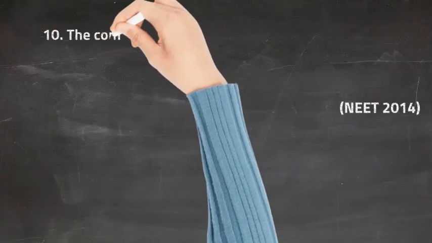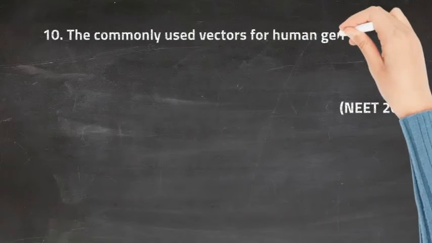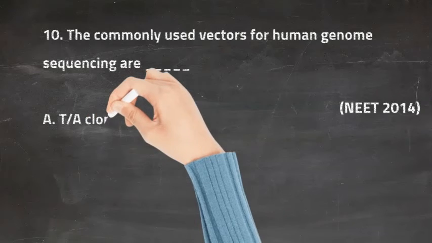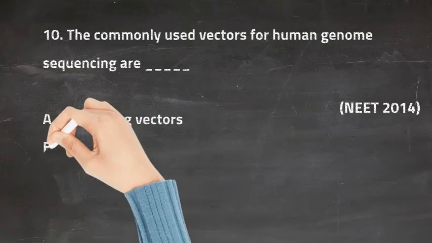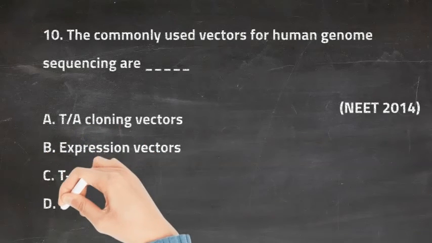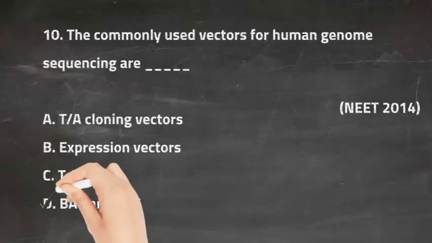So the last question for this lecture is, the commonly used vectors for human genome sequencing are dash. So the first option is TA cloning vectors, the second option is expression vectors, the third option is T-DNA, and the last option is bacterial artificial chromosomes and yeast artificial chromosomes. So the right answer for this question is option D, that is bacterial artificial chromosomes and yeast artificial chromosomes.